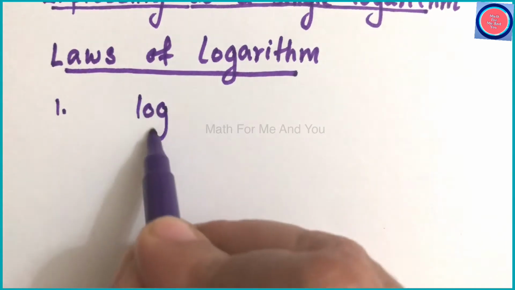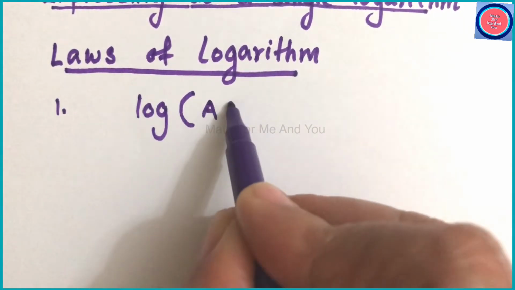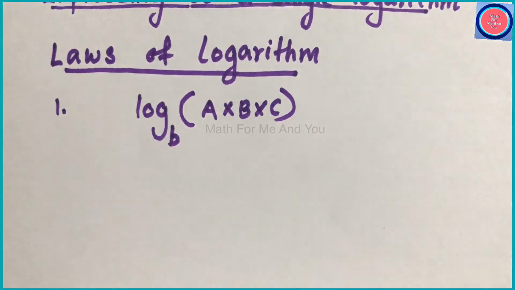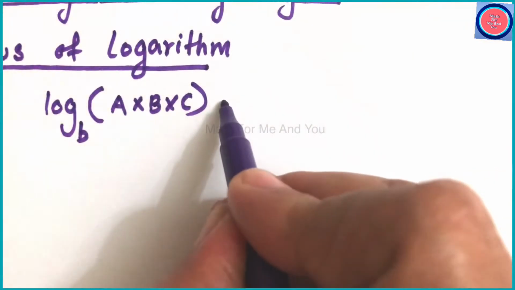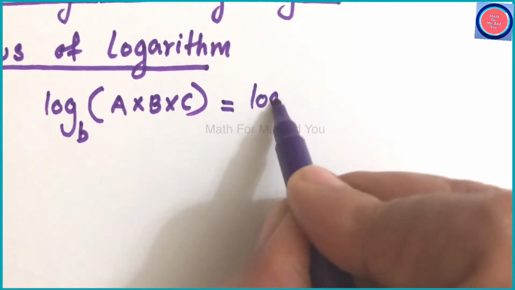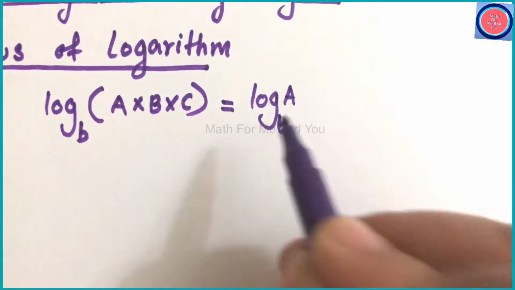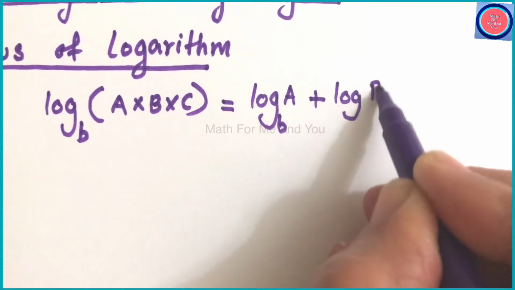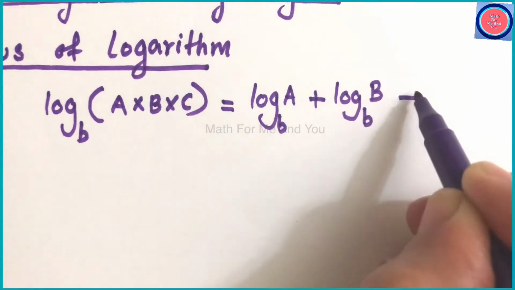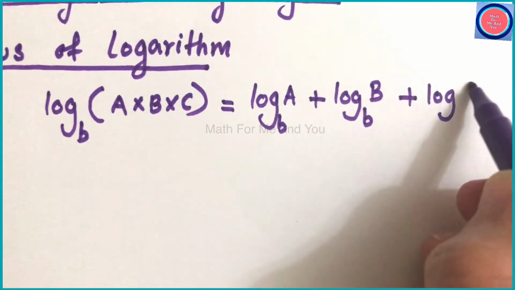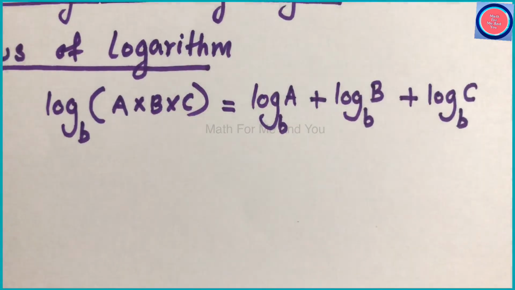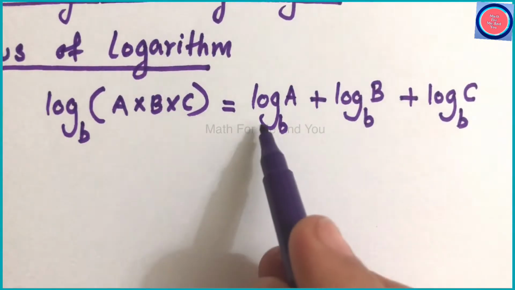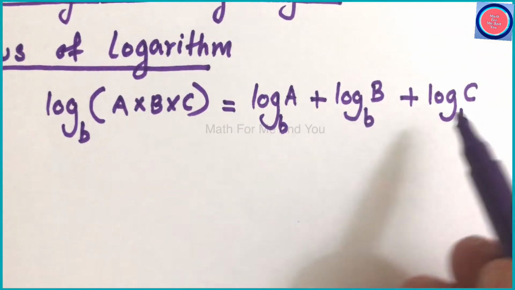First one: log of a times b times c to the base b is equal to log a to the base b, where we are distributing the logarithm to the first term a, plus log of the second term b to the base b, plus log c to the base b. That is 3 terms on the right side with the same base.